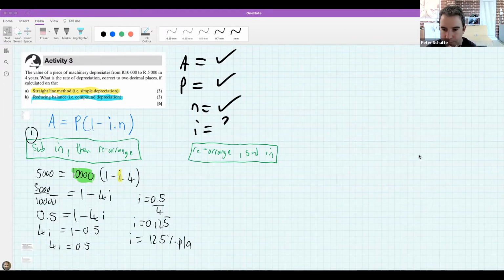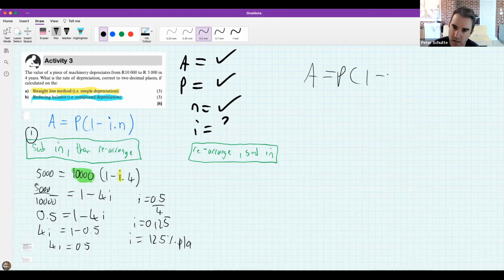No problem. All right, so everyone's doing the reducing balance depreciation question. And what do we get if we use that formula?